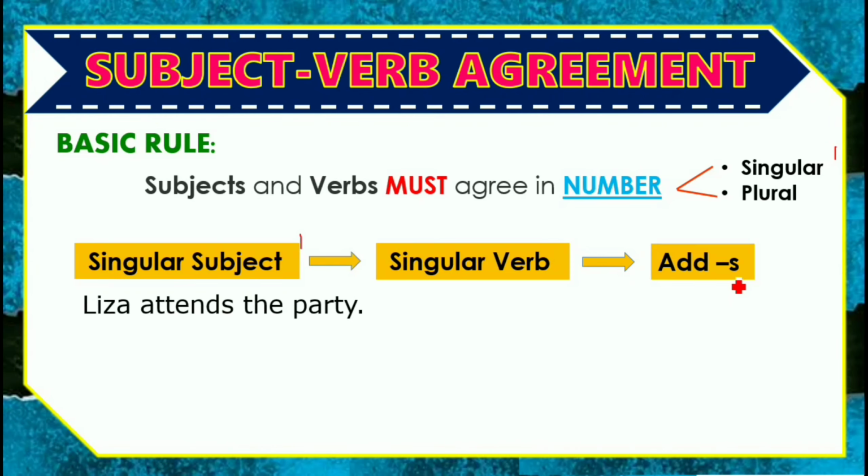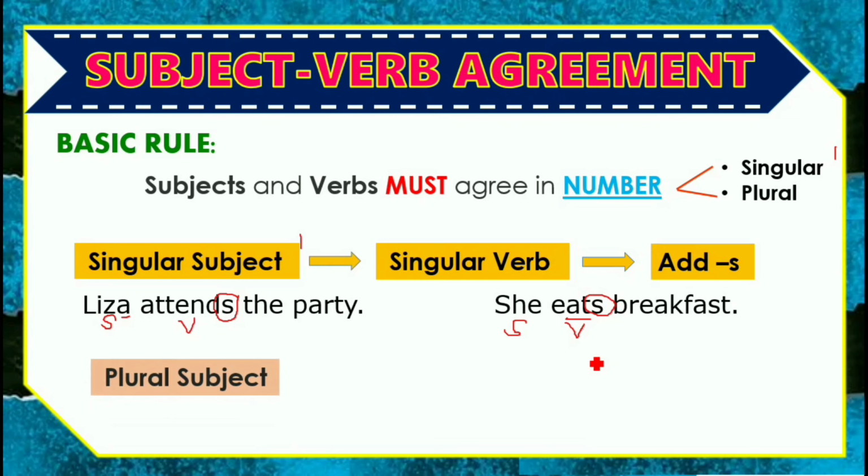Example, we have Lisa attends the party. So Lisa is our subject, and what is she doing? Attends. That's the action word. Notice that our subject Lisa is singular. That's why we added an s to our verb attend. The same is true with our second example. She eats breakfast. Where is our subject? She. And where is our verb? What is she doing? Eat. So that is our verb. We have a singular subject. That is why we added an s to our verb eat.